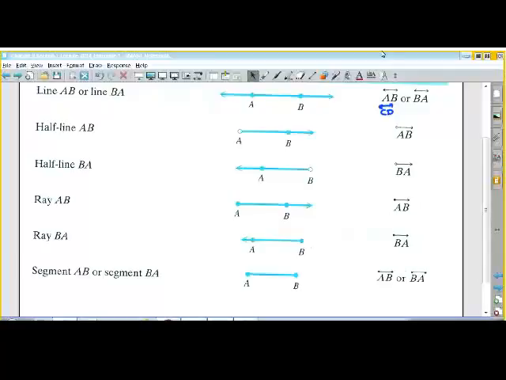So those are our different ways of that thing we call a line. A line goes both ways to infinity. A ray starts one place and goes that way or goes that way. A line segment just has a finite length to it.